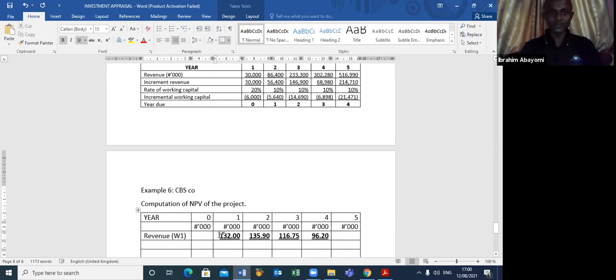These are the revenue. I remove the bold and the underline. Okay, so here, nothing. Nothing is here.